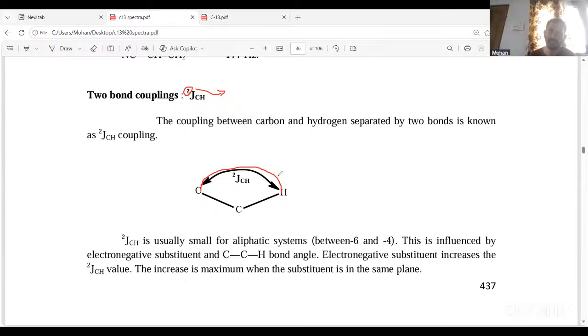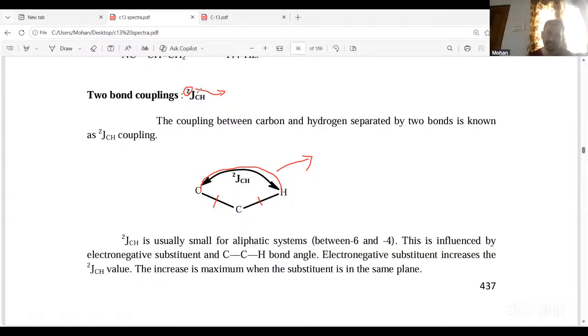The coupling is heteronuclear, not homonuclear, and the atoms involved are separated by two bonds. This is one bond, this is another bond, a total of two bonds, so we mention the superscript as two. If you mention the superscript as three, then it is a three bond coupling, or three bond separation. Based on the number of intervening bonds, we mention that value on the superscript of J.